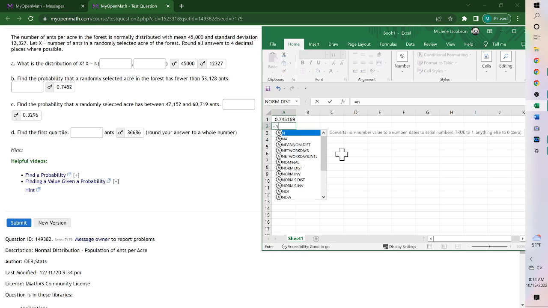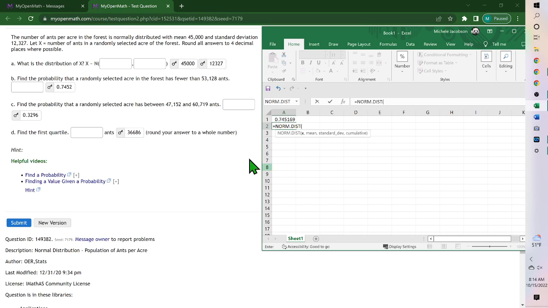So equals NORM. I'm going to do the 60,000 first. 60,000, comma, 45,000, comma, 12,327 standard deviation, and 1. So 0.898 is below there.